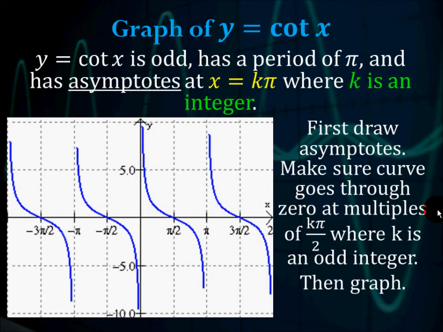So to recap on this slide, y equals cotangent of x is odd, has a period of pi, and has asymptotes at x equals k pi, where k is any integer. So 0, negative 1 pi, 1 pi, 2 pi, etc. So first draw the asymptotes. Make sure your curve goes through 0 at odd multiples of pi over 2, and then graph it high to low.